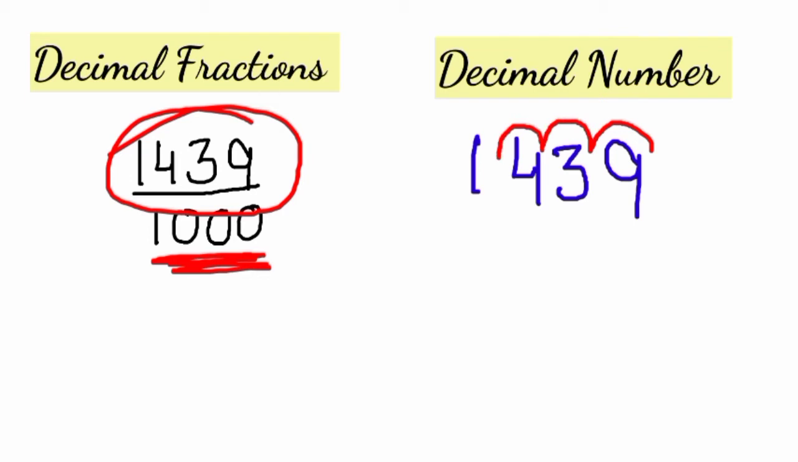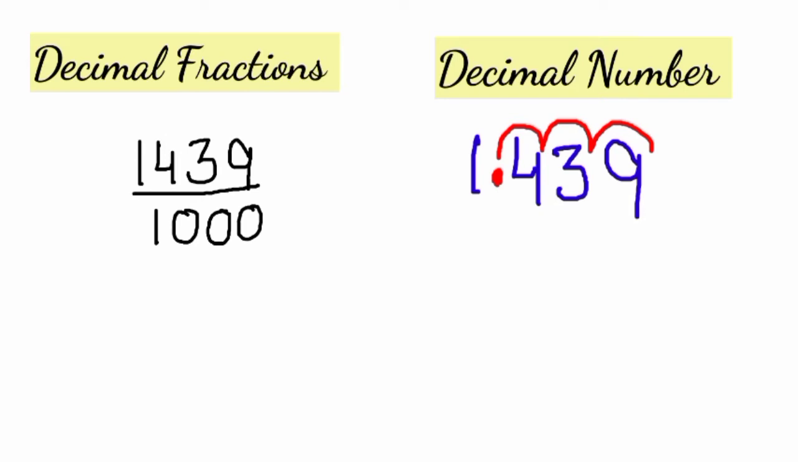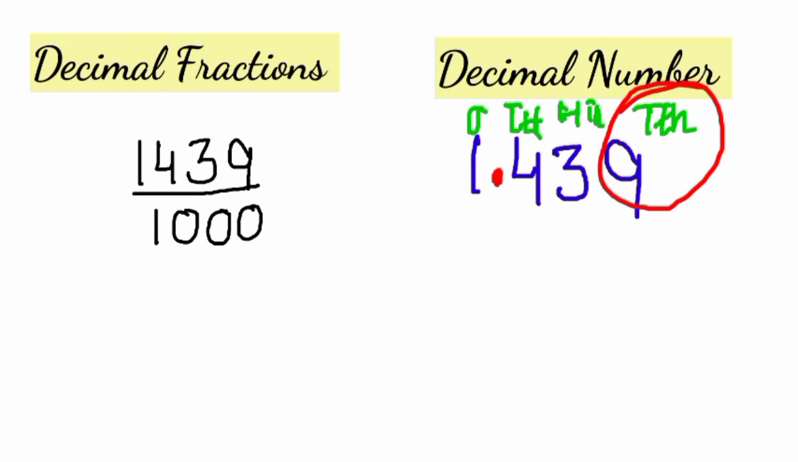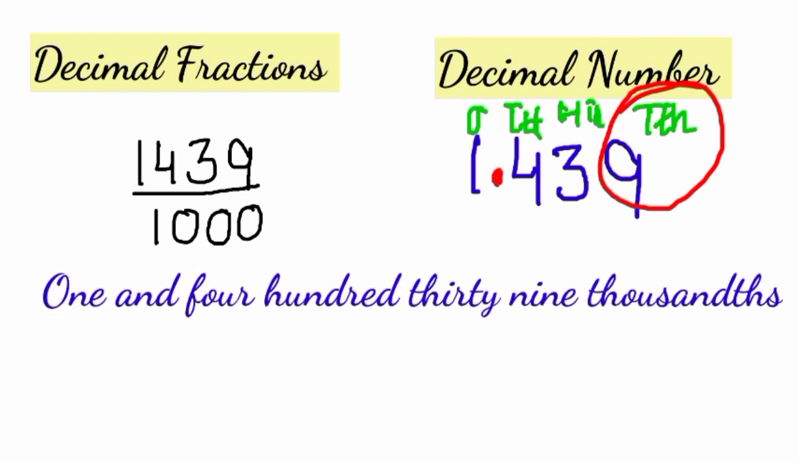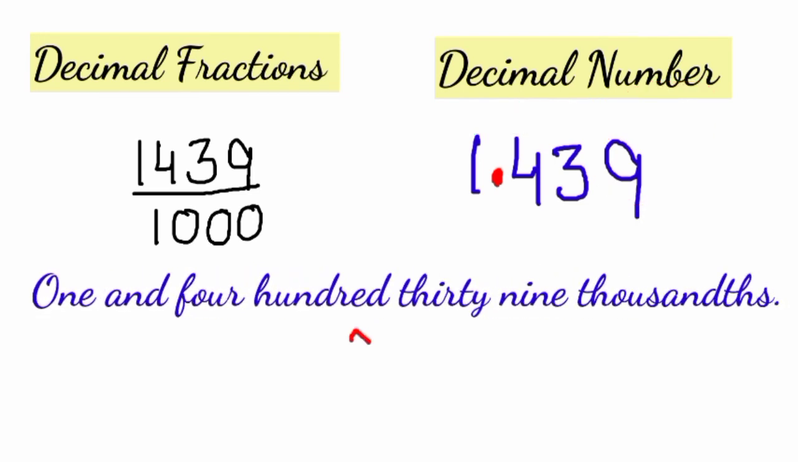1 2 3. So you will put decimal here. Now how will you read it? Before reading it, firstly write their places. Before decimal there is ones, after decimal tens, hundreds, thousands. So maximum places thousands. So you will write 1 and 439 thousands. Clear?